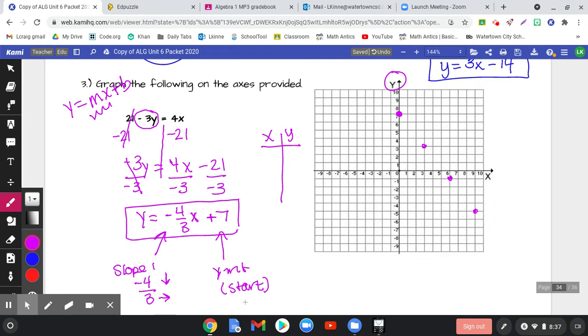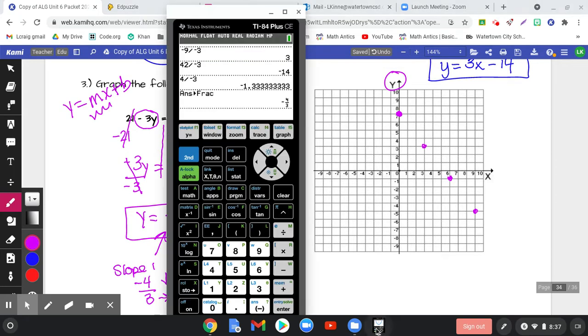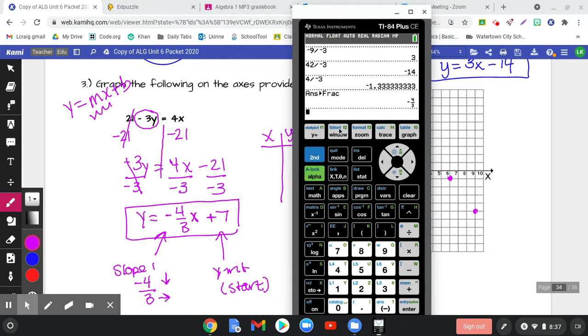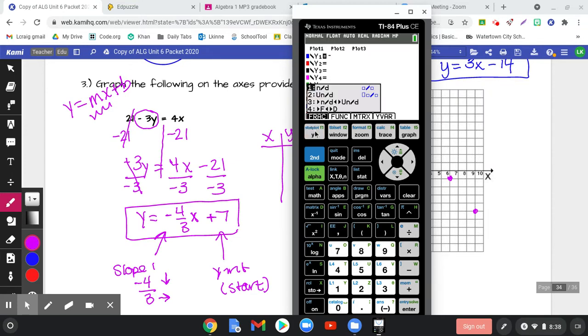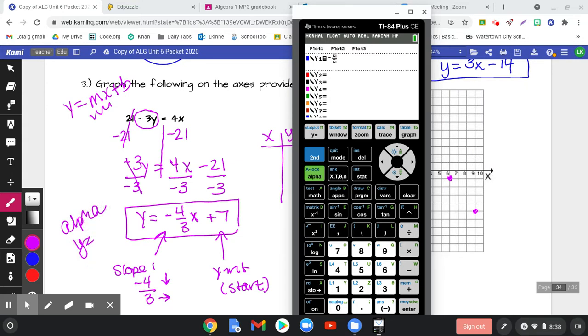Now, if you can't remember that, or you just want to double check to make sure you did it correctly, this is called a graphing calculator for a reason. As long as y is by itself, you have to be able to get y by itself, then you can type this in. So negative, to put a fraction in, remember that's alpha y equals. Hit enter. Again, alpha y equals.